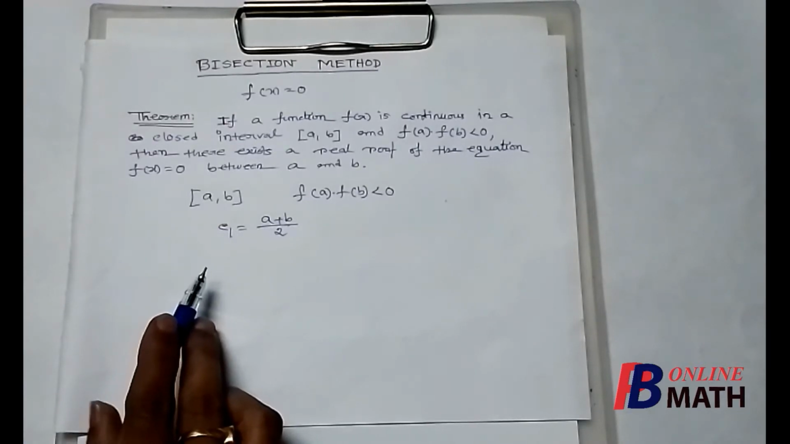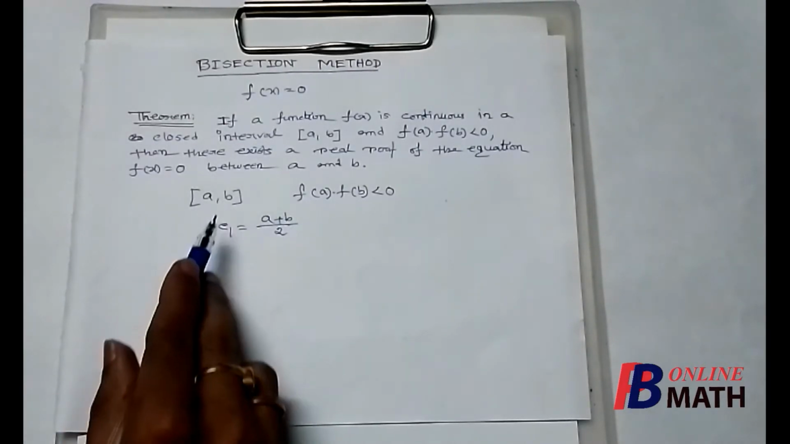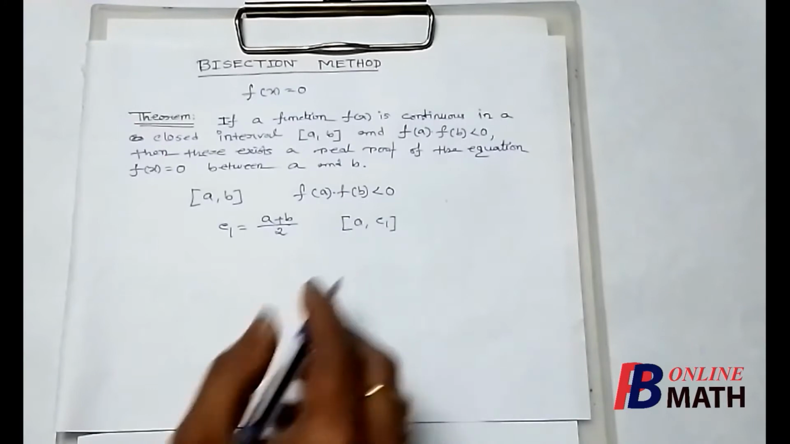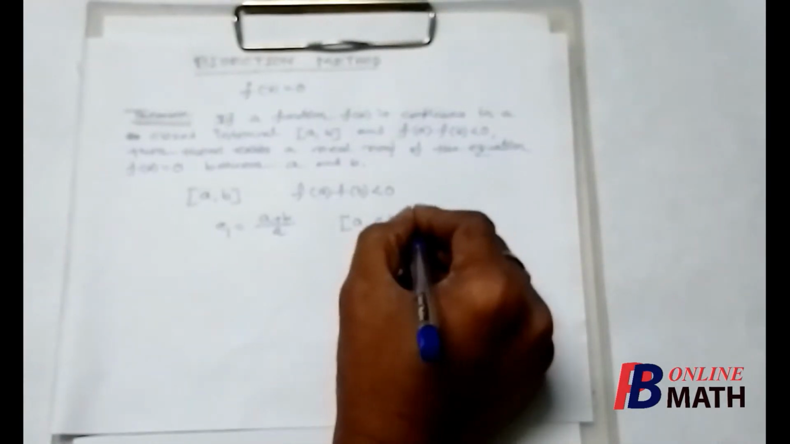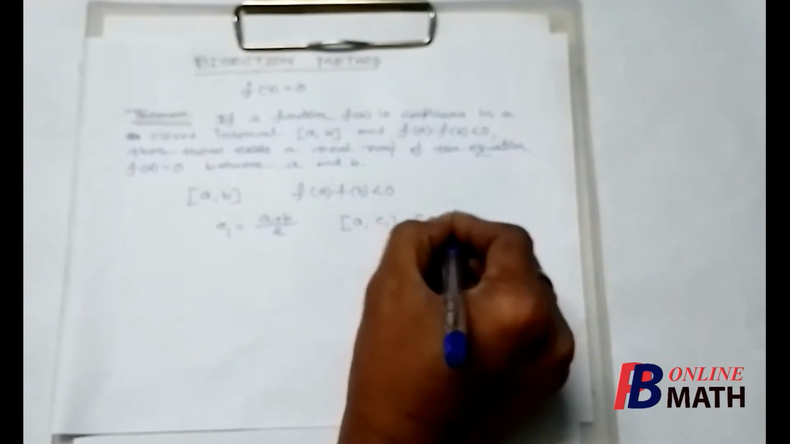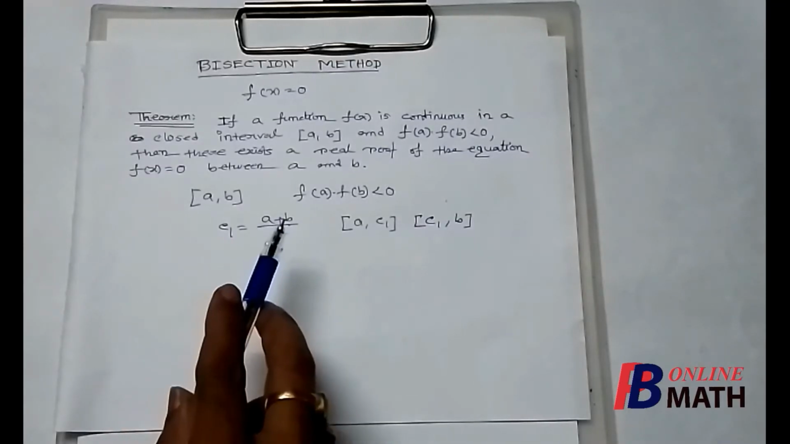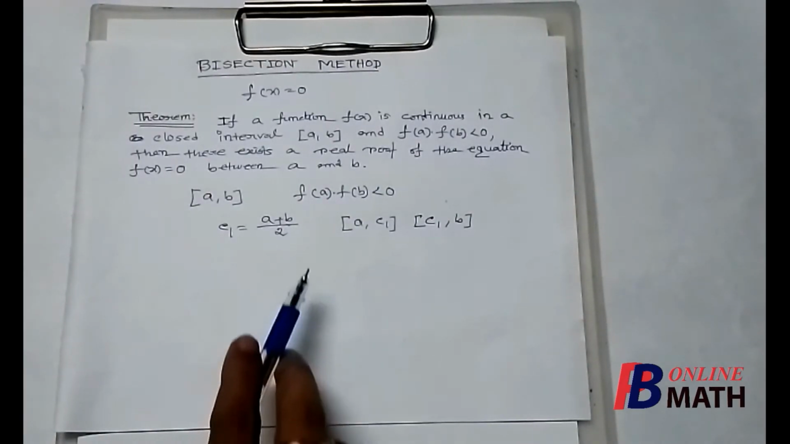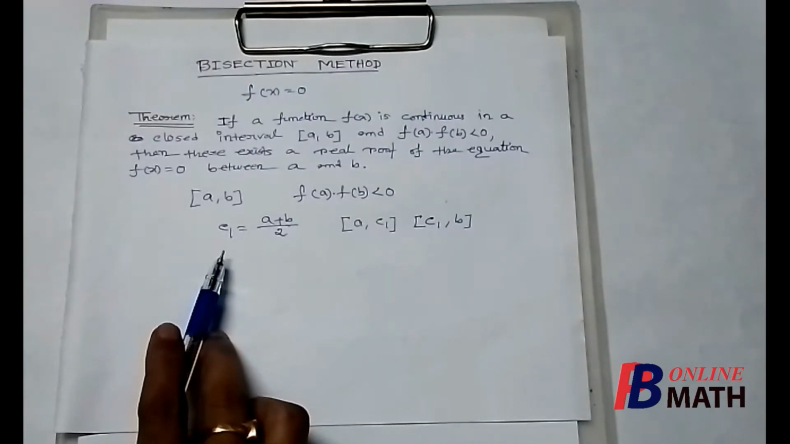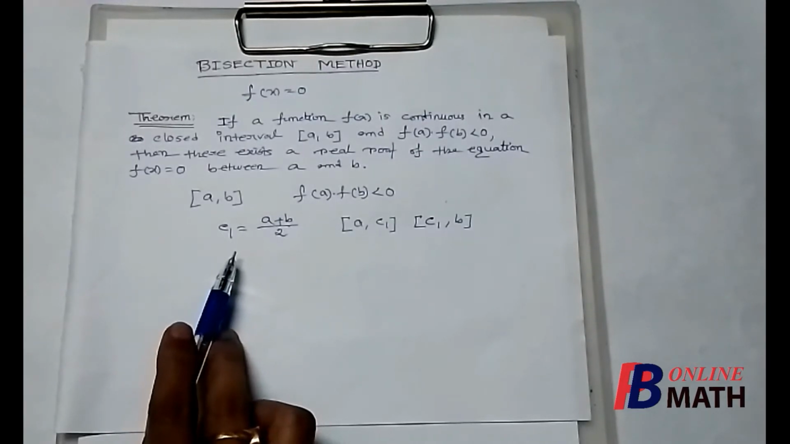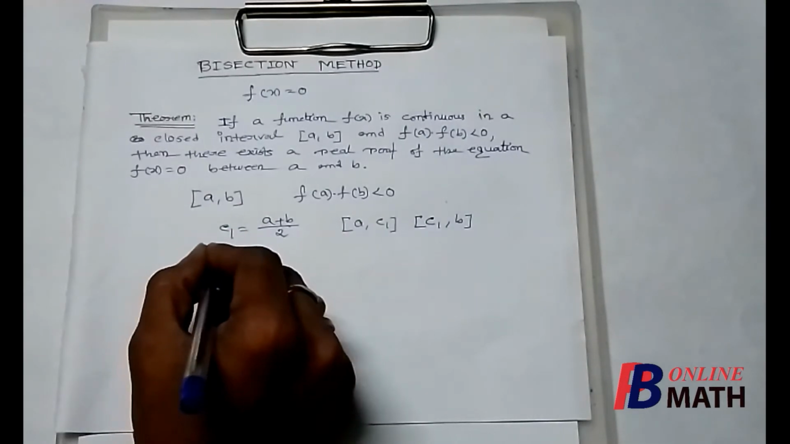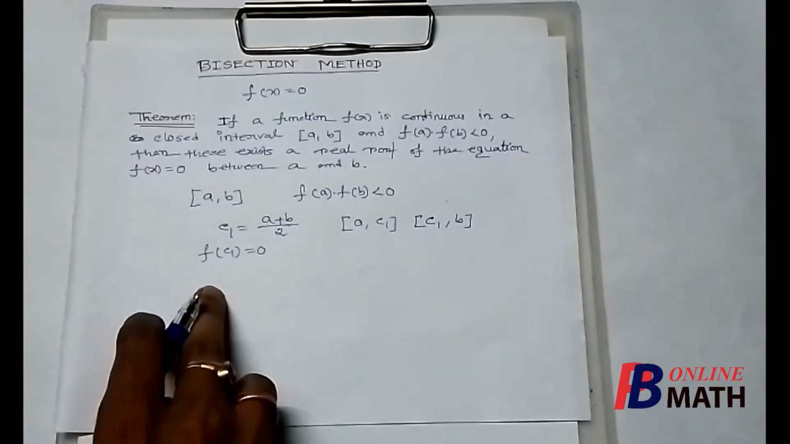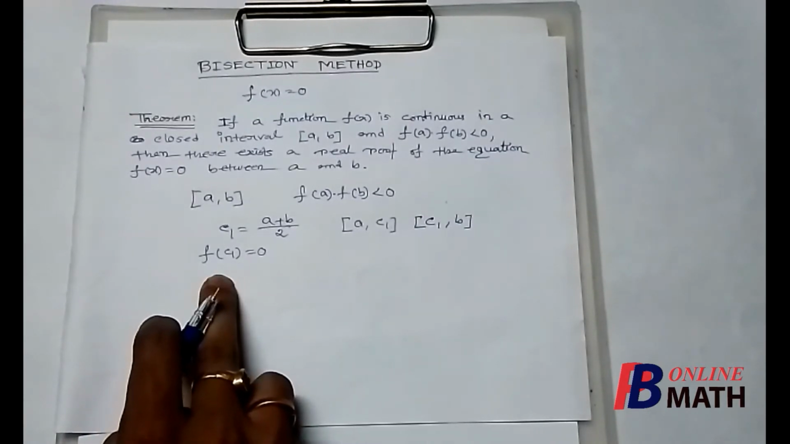Now we have broken the closed interval a to b into two equal parts: one is from a to c1 and the next one is from c1 to b. It is given that f(a) and f(b) have different signs. We have already found one approximation of the real root, which is c1. Now two cases may arise: either f(c1) is 0 or it is non-zero. If f(c1) = 0, then c1 is the required root.